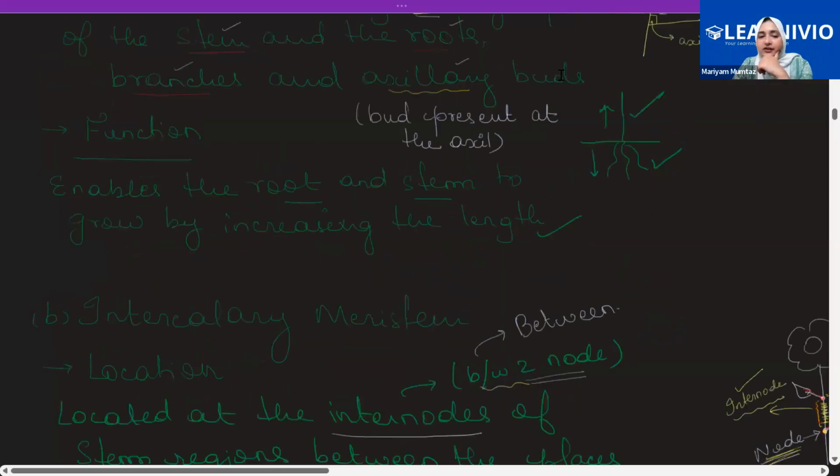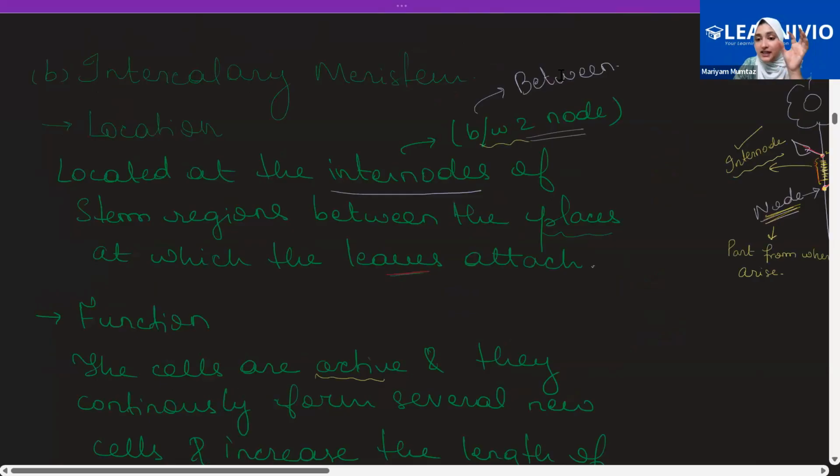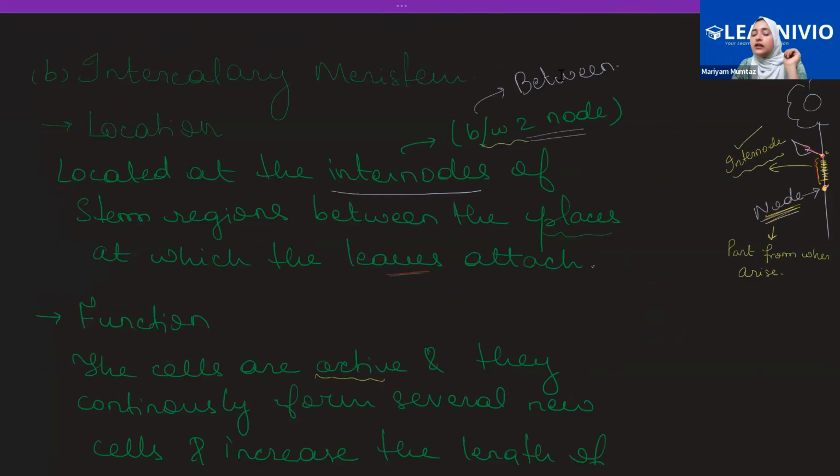Then the second kind of meristematic tissue that is present is the intercalary meristem. Now, where is it present? What is the location? It is located at the internode of the stem, meaning in between the two nodes.